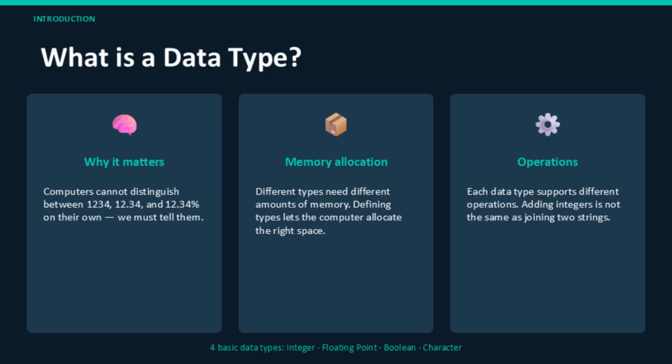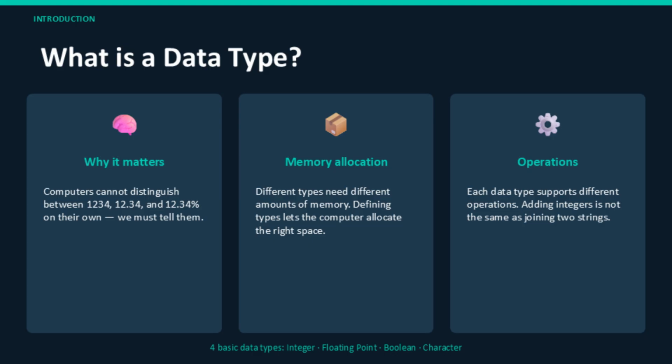A data type tells the computer what kind of information is being stored, such as whole numbers, decimal numbers, characters, or logical values. Data types are important because computers cannot automatically tell the difference between different kinds of data. For example, the number 1234, the decimal number 12.34, and the text "1234" may look similar to us, but they might be stored and processed differently.